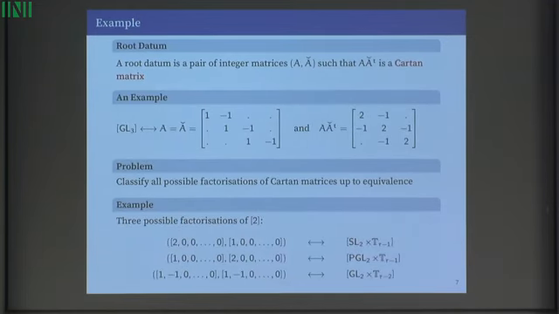Okay, so we can take the simplest possible case, which is the Cartan matrix of type A1, which is just a square matrix with a 2 in it. Now, up to this equivalence, there are actually only 3 possible factorizations. These are all the possible factorizations. One corresponds to SL2 cross the torus, one corresponds to PGL2 cross the torus, and the other one corresponds to GL2 cross the torus. Okay, and so this is well known in the theory of algebraic groups.